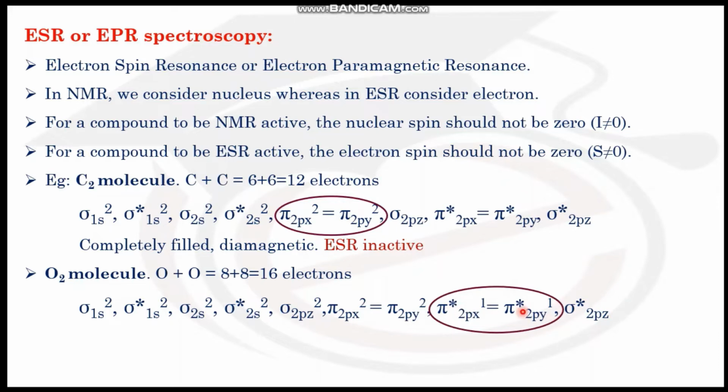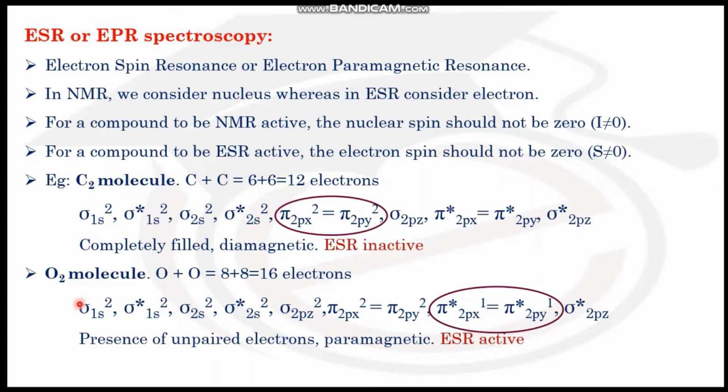Here you can see that this is also based on Hund's rule. In each orbital, one unpaired electron is there. That means the compound is paramagnetic in nature and it is ESR active. When we consider VSEPR theory or VBT theory, we cannot explain how the paramagnetic nature of oxygen comes about. When we move to MO theory, this problem is solved.